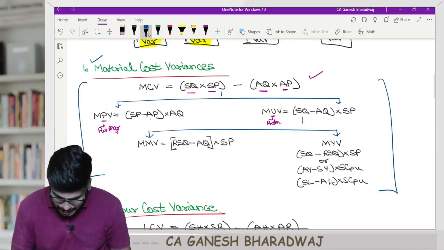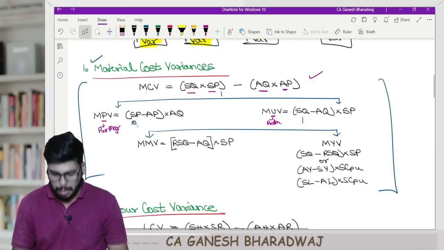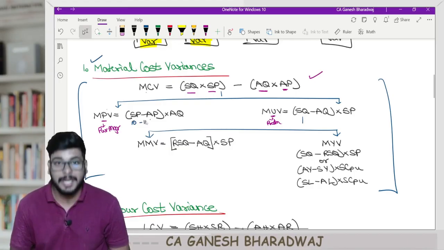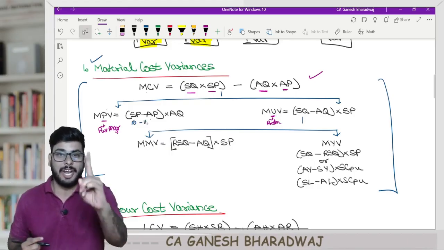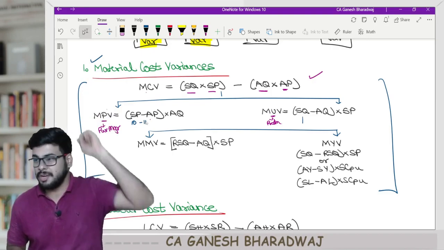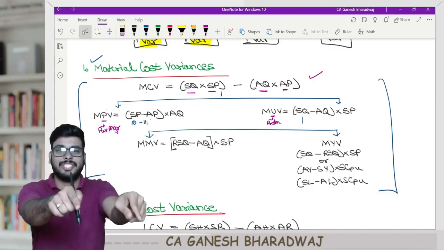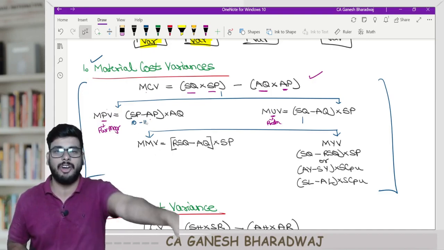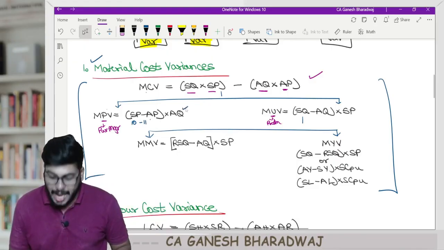Let us say per kg he should have paid 10 rupees. But what has happened? This fellow has paid 11 rupees. Are you clear with this? For every kg of raw material, he has paid 1 rupee more. Are you clear with this? So now I'm clearly pinning out the responsibility on the purchase manager, into actual quantity.